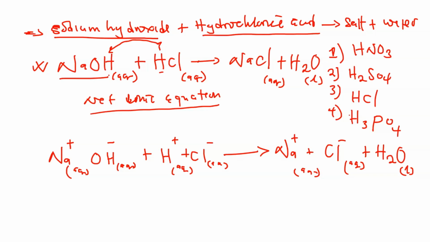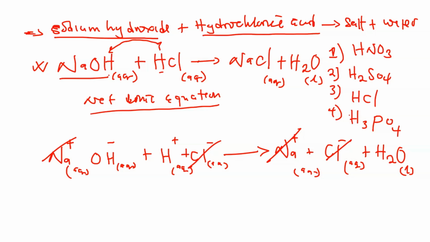Now let us check. Do we have sodium here? We have here. Do we have sodium here? Yes. So sodium and sodium cancels. Do we have hydroxide here? Yes. Do we have hydrogen? Do we have hydroxide here? No. We leave it out. Do we have hydrogen here? Yes. Do we have hydrogen there? No. Do we have chlorine? Yes. Chlorine? Yes. So chlorine cancels.